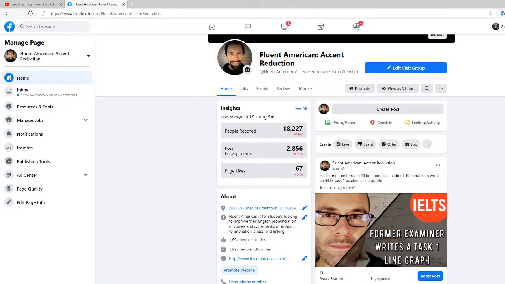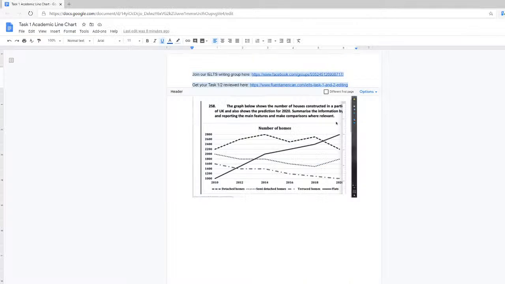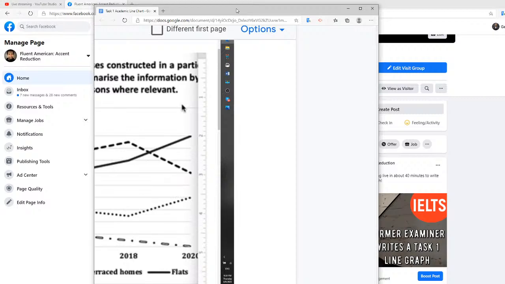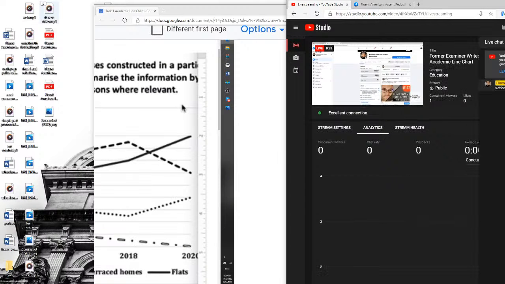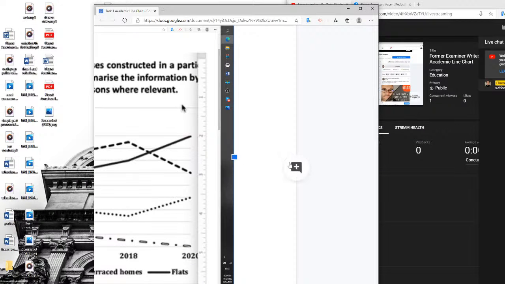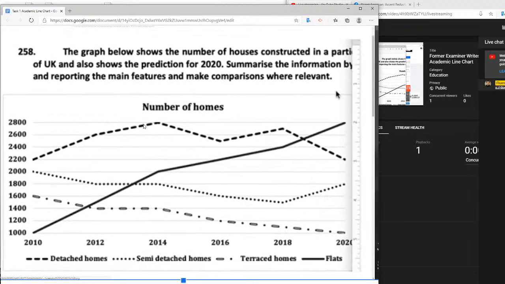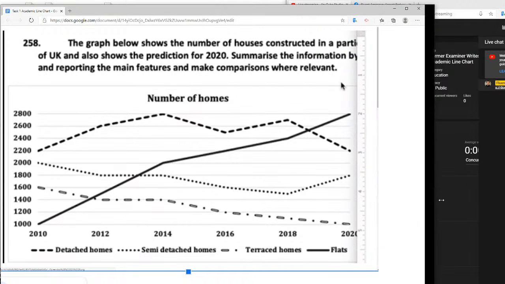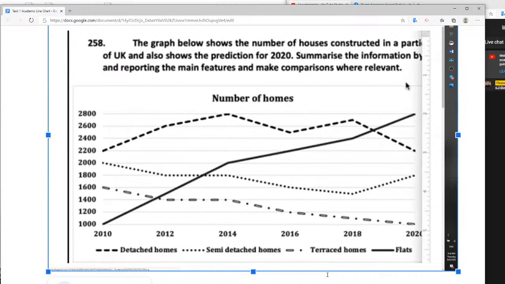All right, so we're going to be looking at task one line graphs. Let's look and see what we're going to be dealing with. I'll also put this to the side so that if anyone has any questions or things in the chat box, you guys can let me know. But like I said, we're going to be looking at a line graph. Basically, we're looking at the number of homes from 2010 to 2020. And this is a fairly standard one, something that you can expect to see.